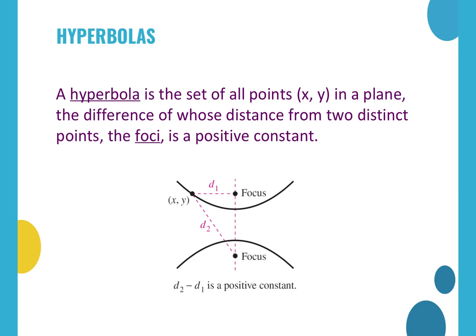in opposite directions. By definition, it's the set of all points in a plane, the difference of whose distance from two distinct points, the foci, is a positive constant. The difference in our equations now is there's a minus between them. So it looks almost exactly like an ellipse equation, except instead of a plus being between them, it's a minus. Those two arcs look like parabolas. They actually would have arrows on the ends of them. They are called branches, and they can either be vertical like these are, or they can turn to be horizontal.